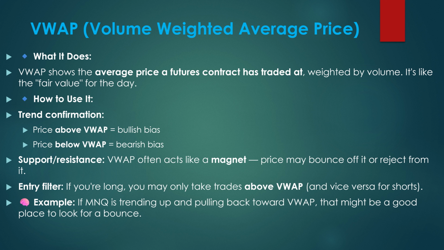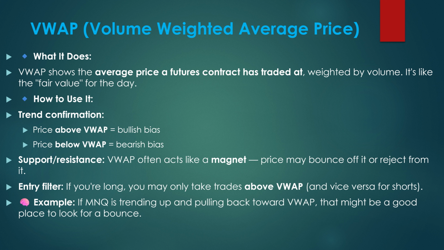Price above the VWAP is a bullish bias. Price below the VWAP is a bearish bias. Support and resistance: VWAP often acts like a magnet. Price may bounce off it or eject from it. Entry filter: if you're long, you may only take trades above the VWAP, and vice versa for shorts. Example, if the MNQ is trading up and pulling back toward the VWAP, that might be a good sign to look for a bounce.